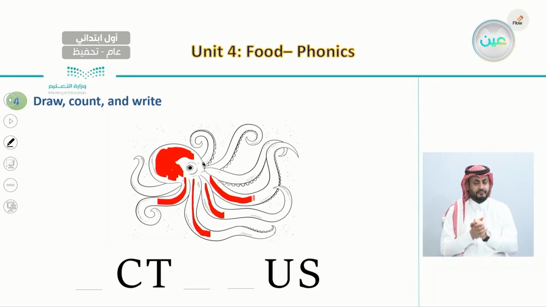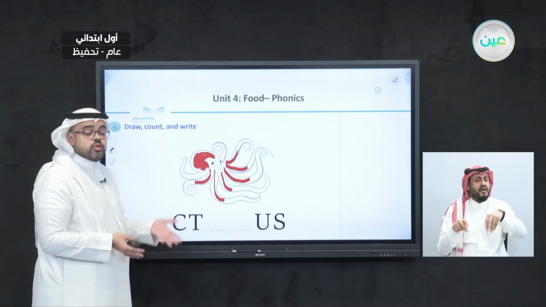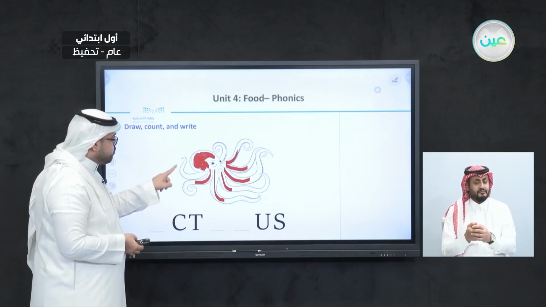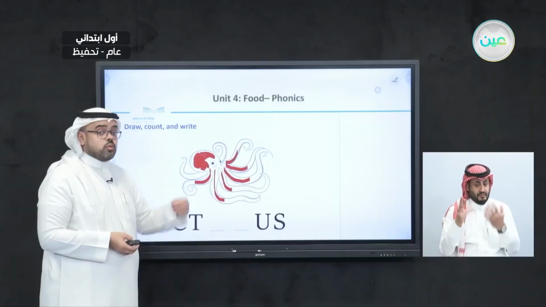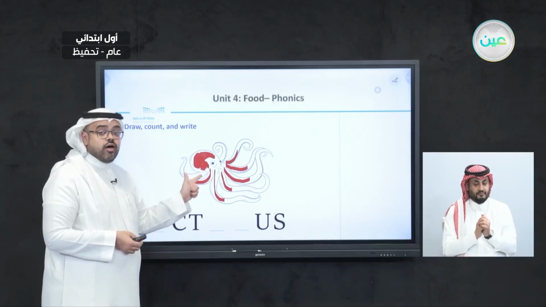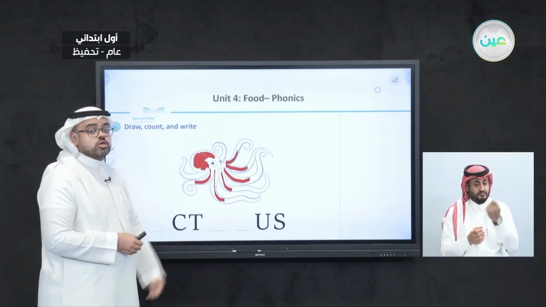And after you draw the animal, the other step is to count. Count how many hands or arms this animal has. Let's count together. Here we have 1, 2, 3, 4, 5, 6, 7, 8. 8 arms. So we did draw, we did count. Now what do we have left to do? Now it is time to write.